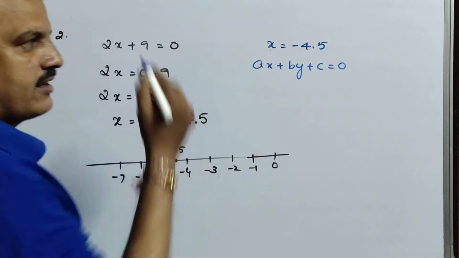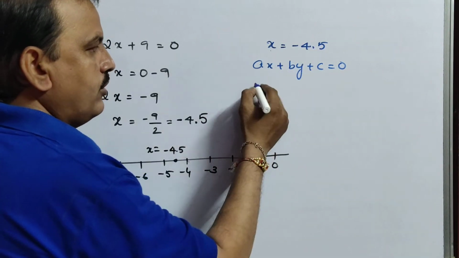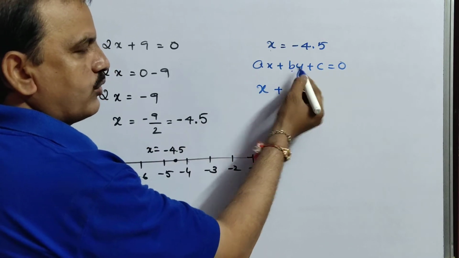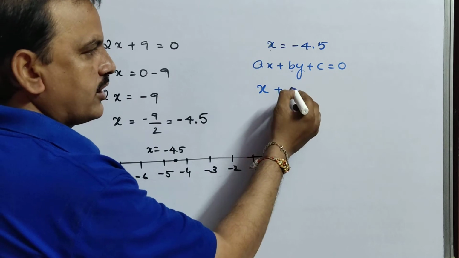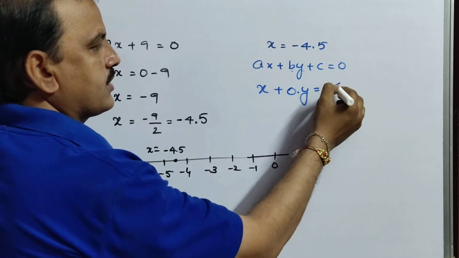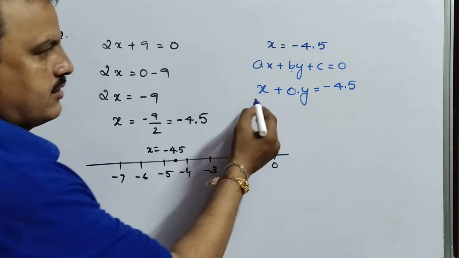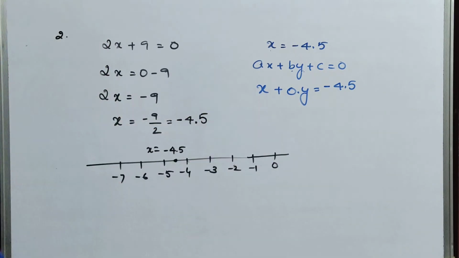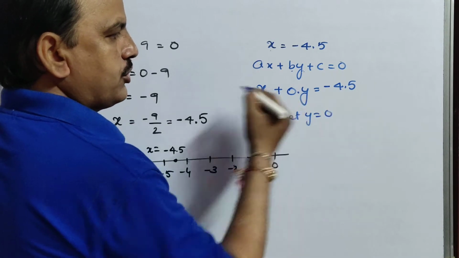Here x is there, so don't touch x now. You write x only plus by. The coefficient of y, that means b, is not there. So you can write x plus 0y equals to minus 4.5. Okay, now that is two variables. Now you can see two variables. Now what will you do? Let y equals to 0.